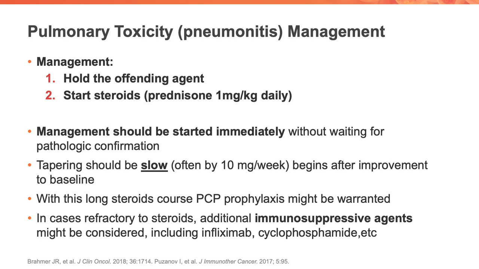Also, tapering of the steroids should be done very slowly, by 10 milligrams per week, and that should begin after improvement of the symptoms to baseline. With this really long course of steroids, please remember to put the patients on PCP prophylaxis if needed. In cases that are refractory to steroids, additional immunosuppressive agents might be considered, such as infliximab and cyclophosphamide.